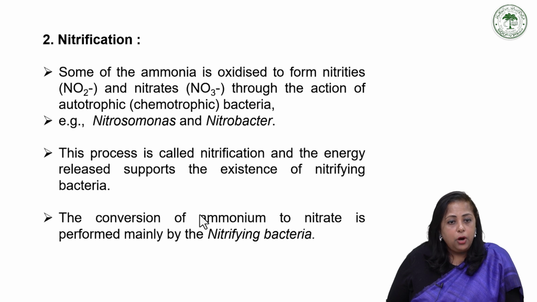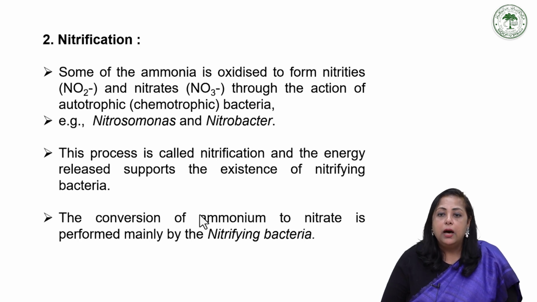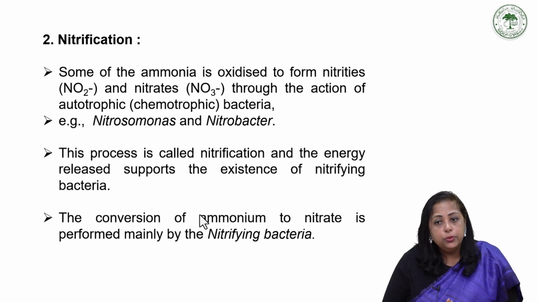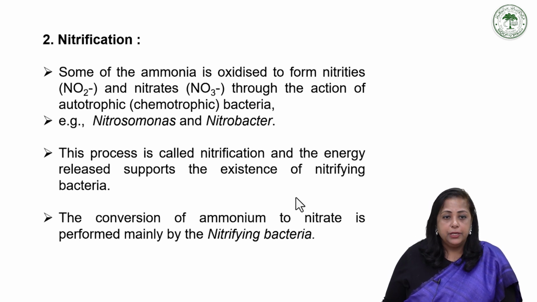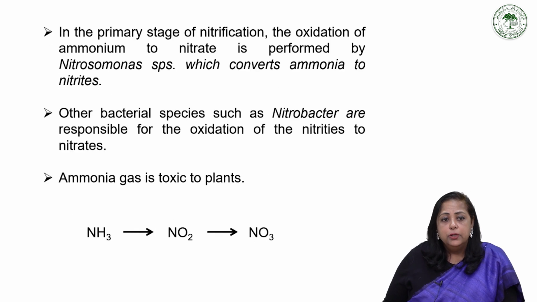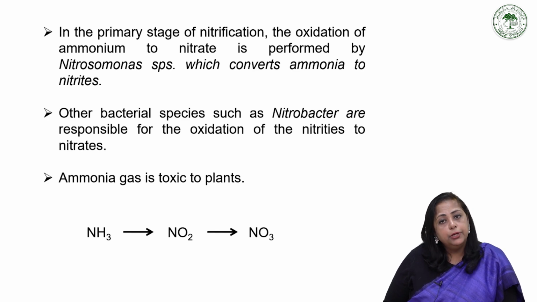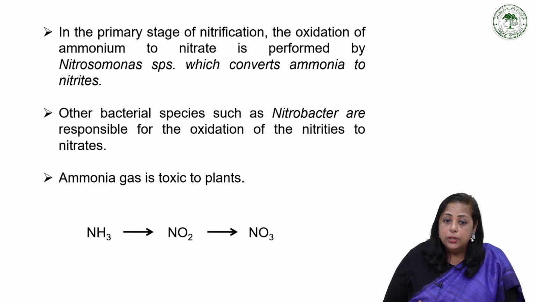Okay, through the action of autotrophic, chemotrophic bacteria like Nitrosomonas and Nitrobacter. So Nitrosomonas and Nitrobacter are the nitrifying bacteria that convert ammonia to nitrite. This process is called nitrification, and the energy released supports the existence of the nitrifying bacteria. The conversion of ammonium to nitrate is performed by the nitrifying bacteria. In the primary stage of nitrification, the oxidation of ammonia is performed by Nitrosomonas species, which convert ammonia to nitrite. Other bacterial species such as Nitrobacter are responsible for the oxidation of the nitrites to nitrate.